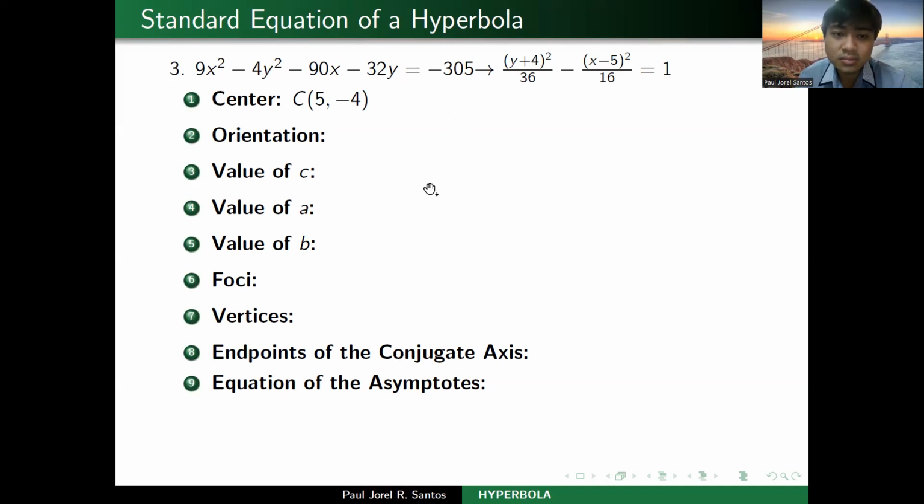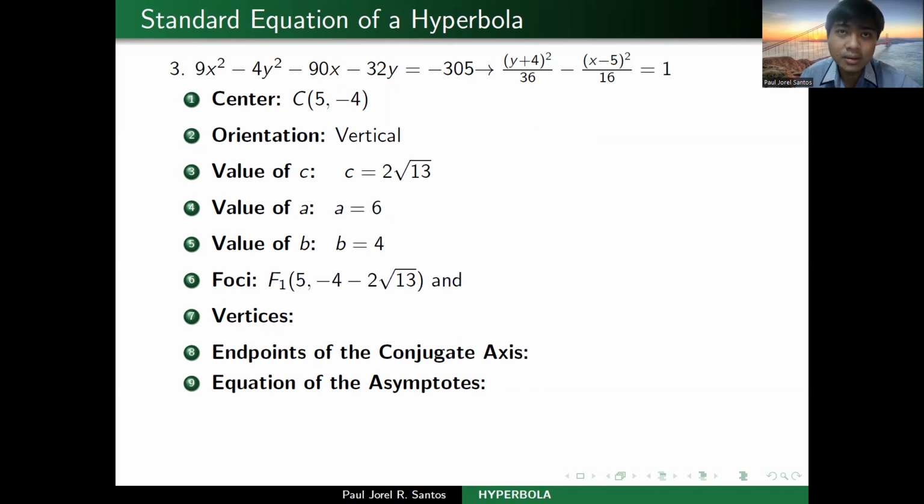Orientation is vertical because y comes first and y is positive. C is the square root of 36 plus 16, and that will be square root of 52. And simplifying square root of 52 will give us 2 square root of 13. A squared is equal to 36 because the a squared here comes first. So a squared is equal to 36, so a is equal to 6. While b is equal to 4.